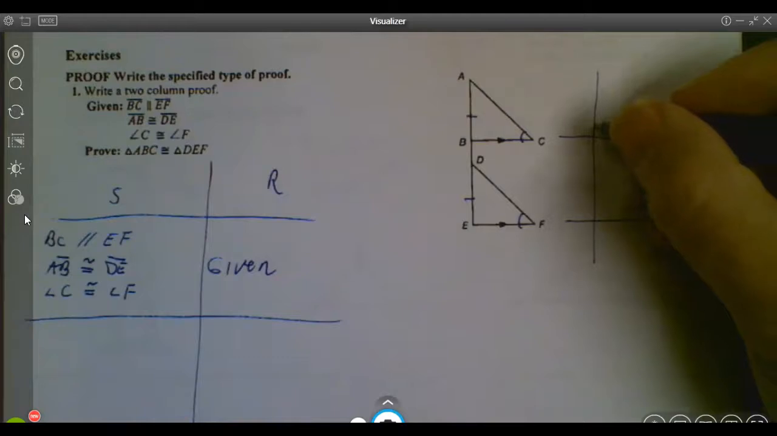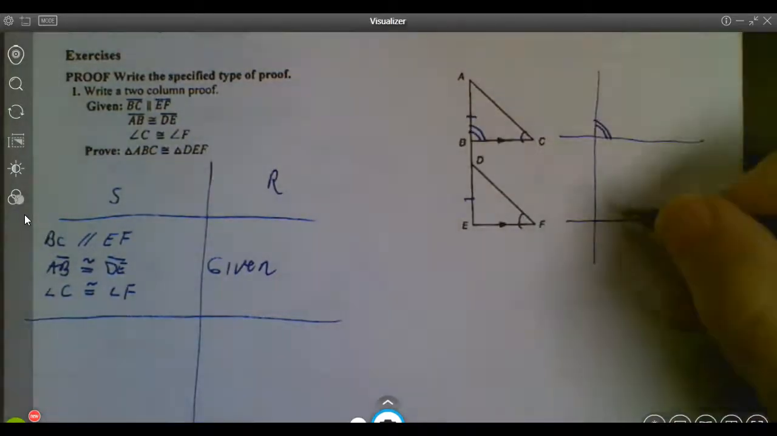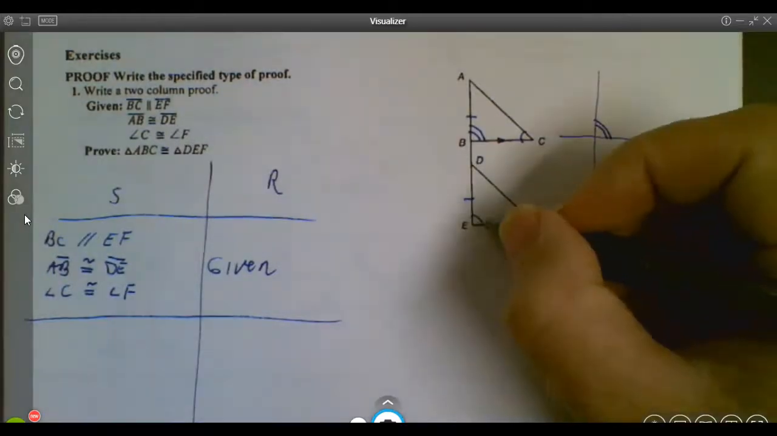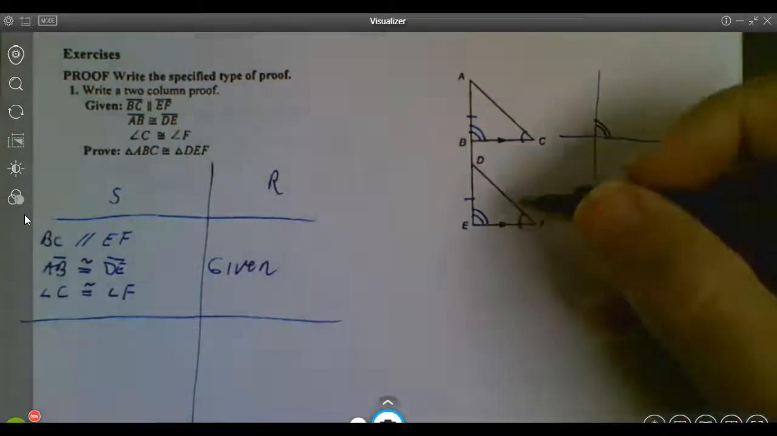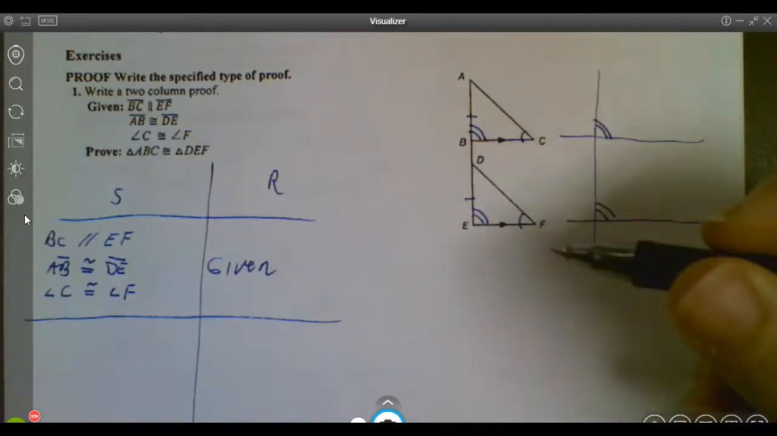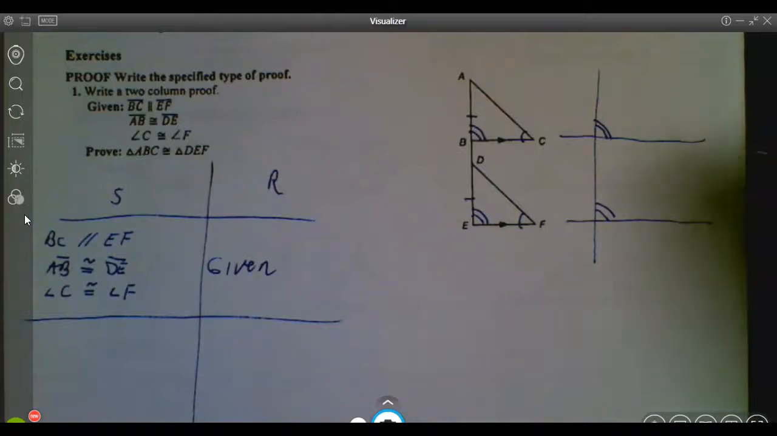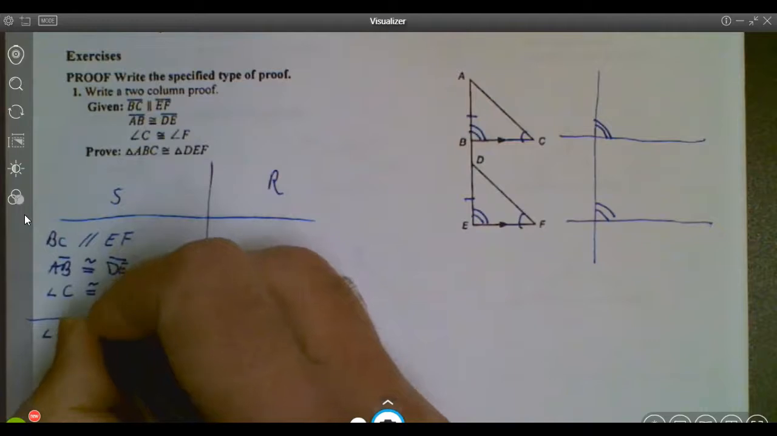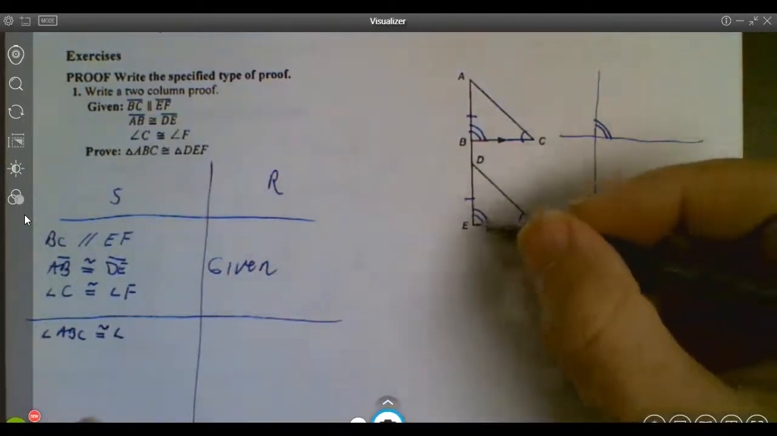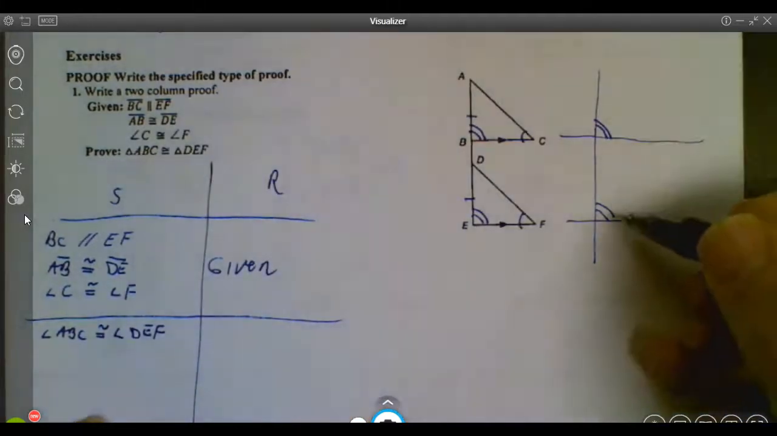Well, this angle, which is this one, must be congruent to this angle, which is this one. And just like we saw from our last proof, we know those are corresponding angles. So we can now say that angle, I can't just call this angle B because I wouldn't know if I'm referring to this one or this one. So we really should use 3 letters on this one. So let's say angle ABC is congruent to angle DEF. And that was the corresponding angles postulate.